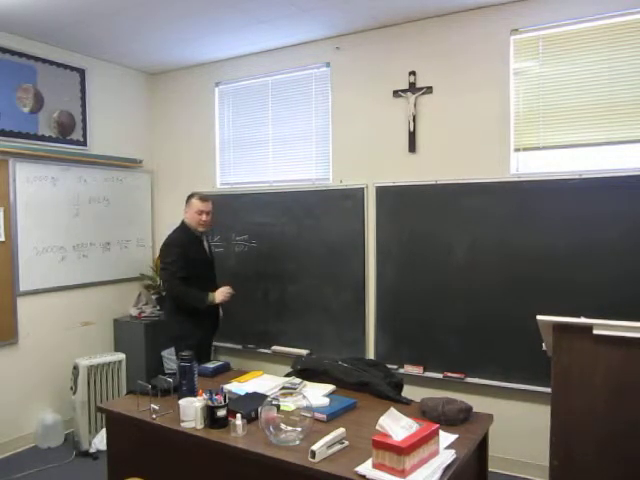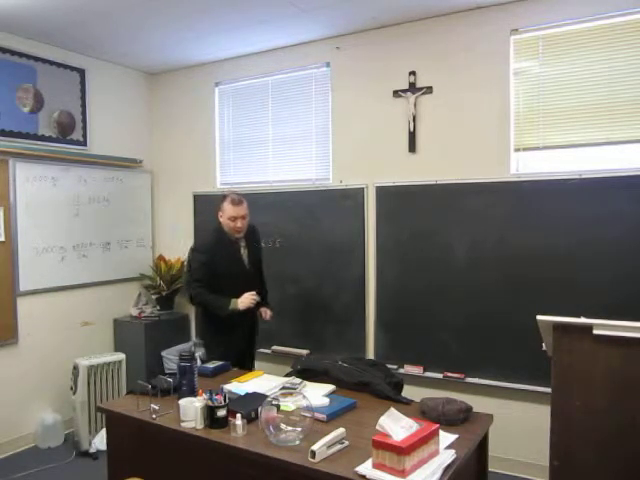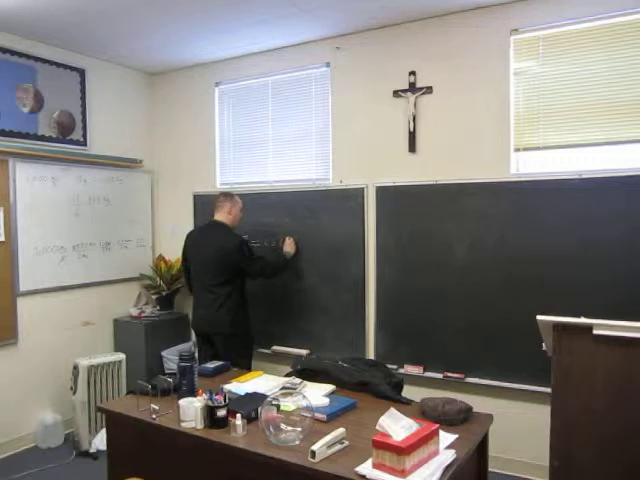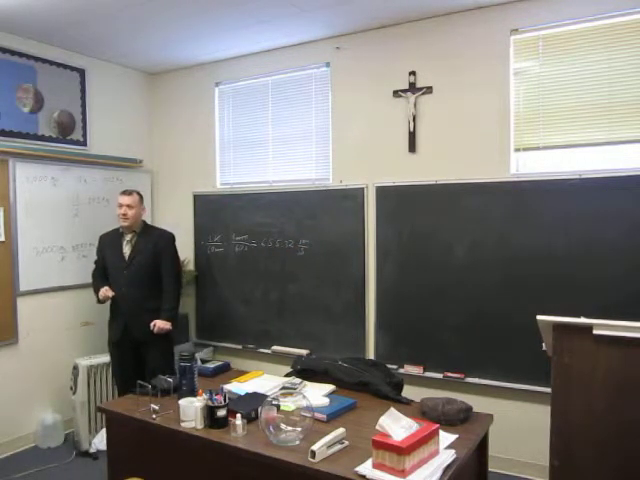Times 12 times 2.54 divided by 100 divided by 60 divided by 60. Okay, well, what do we have? A lot of room on that board, right? So we're going to get 655.32 meters per second. We're out of room on that board.